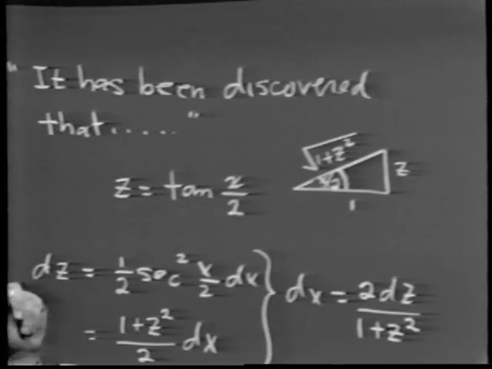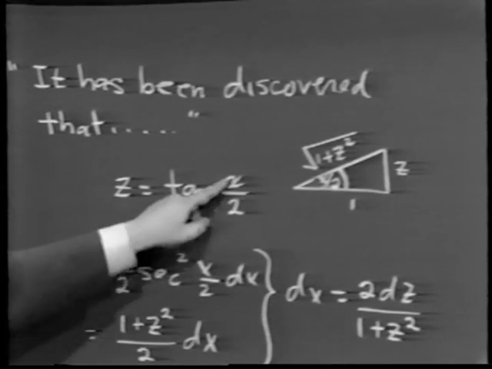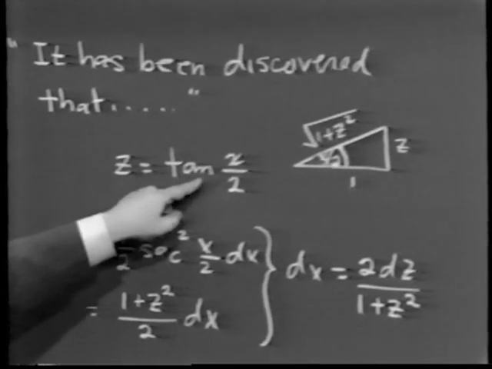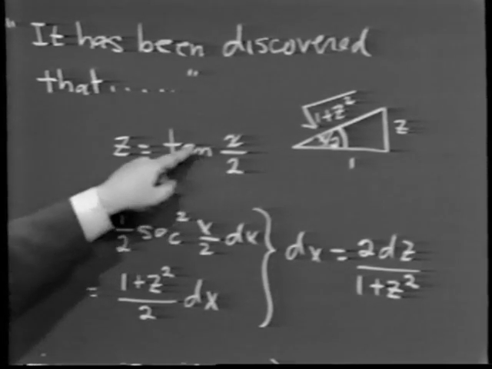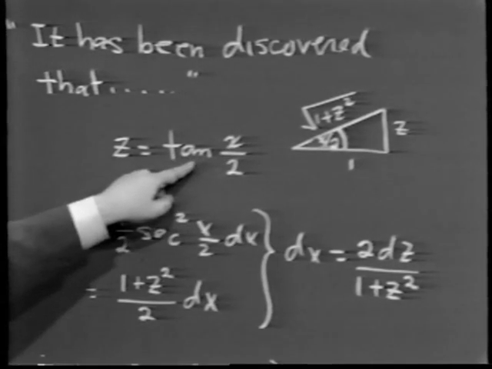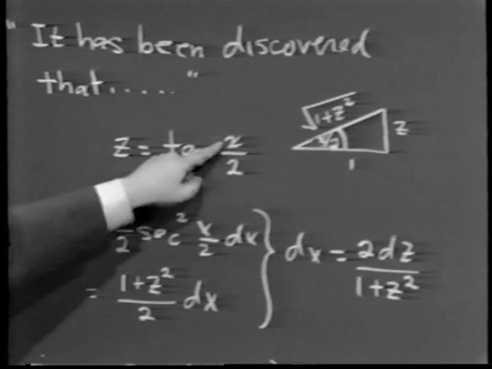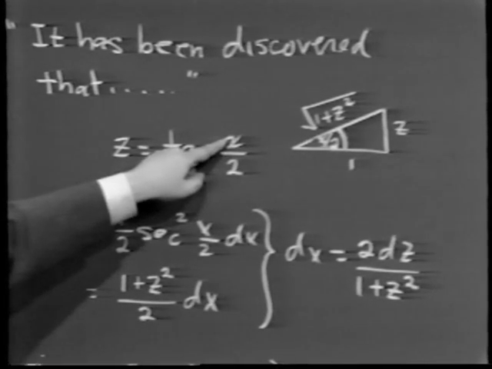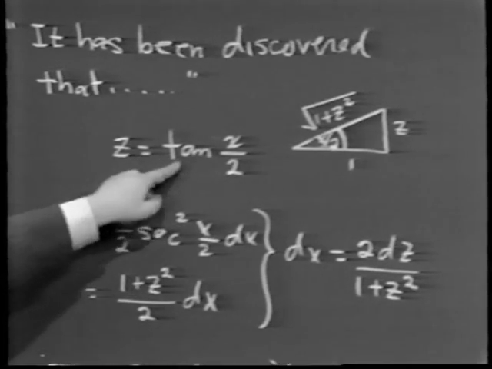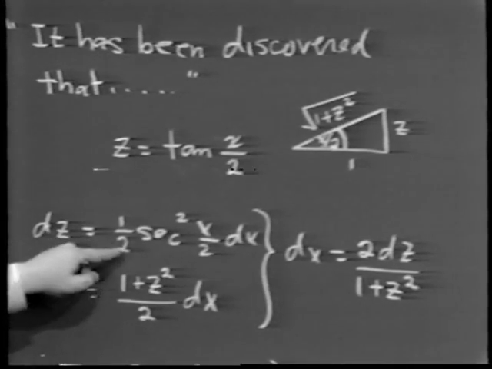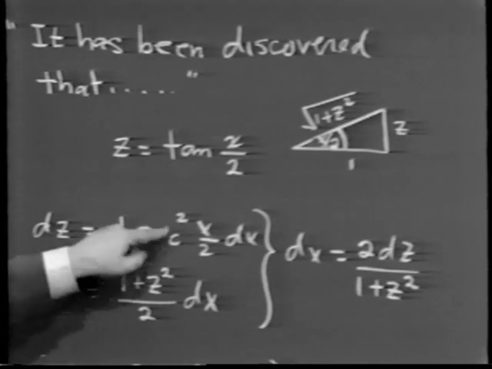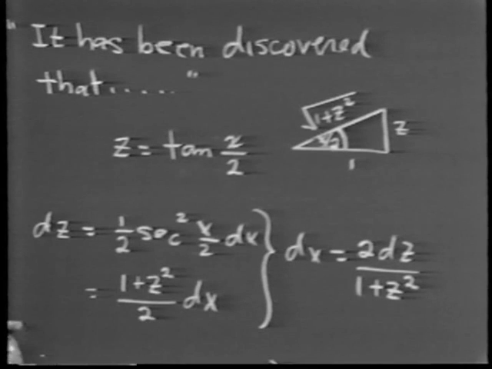Now watch what happens when you do this. See, z is equal to tan x over 2. Therefore, dz is the differential of tan x over 2. Remember, the differential of tan x with respect to x is secant squared. But we also, by the chain rule, have to multiply by a derivative of x over 2 with respect to x. In other words, if z is tan x over 2, dz is not secant squared x over 2, it's 1/2 secant squared x over 2 dx.